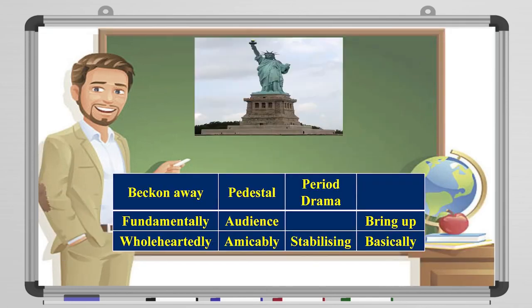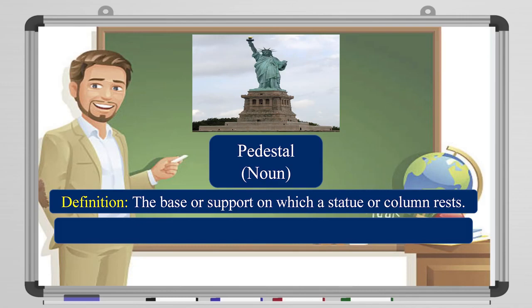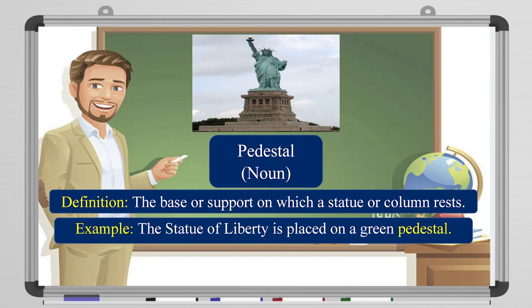Let's look at the next picture. The Statue of Liberty in the United States of America. I'll give you a hint. It is standing on something. It is placed on something. What is this called? What do you call this thing that you put a statue on? Did you get it? Well, the word is pedestal, and it is a noun. A pedestal is the base or support on which a statue is put. So you have the pedestal, and then you have the statue. Okay? So the example: the Statue of Liberty is placed on a green pedestal. Okay? Let's look at the next one.